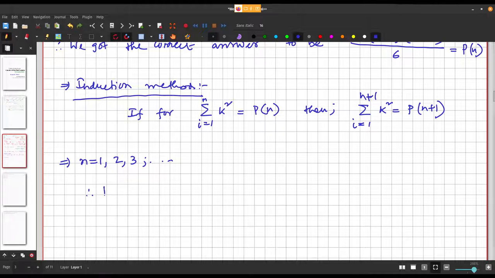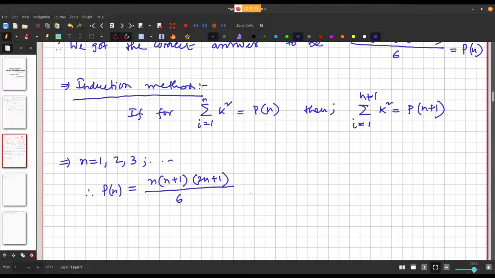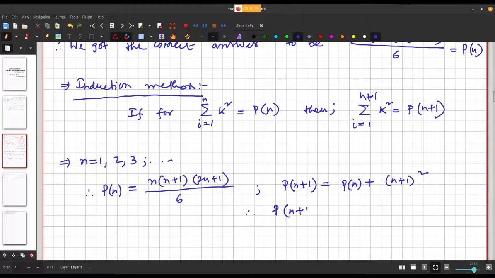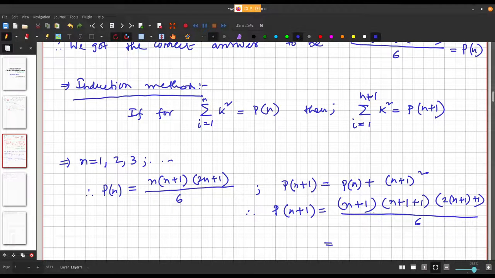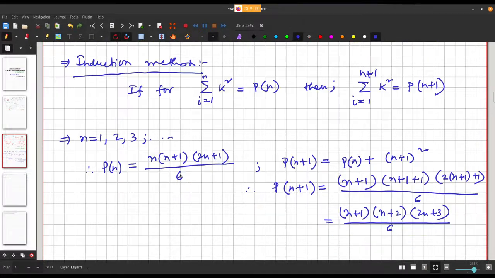Okay. So now we have to prove that if P(n) is this, then P(n+1), which is P(n) plus (n+1) whole square, will give the result like this: P(n+1) = (n+1)(n+1+1)(2(n+1)+1)/6. So this will be (n+1)(n+2)(2n+3)/6. So I hope you understand the argument here.